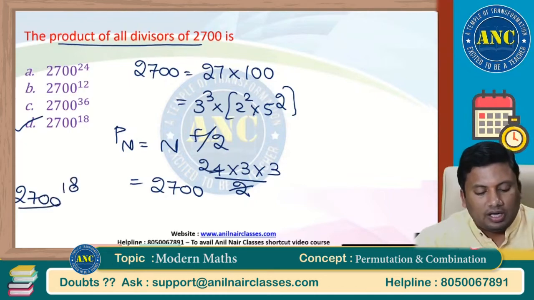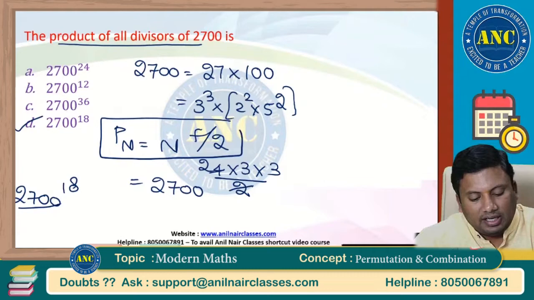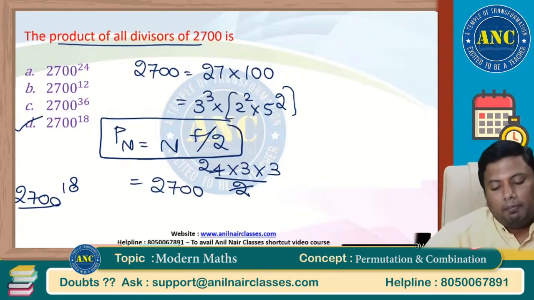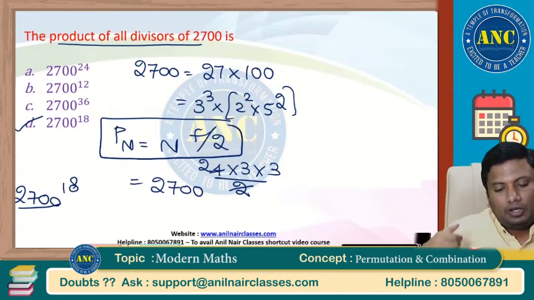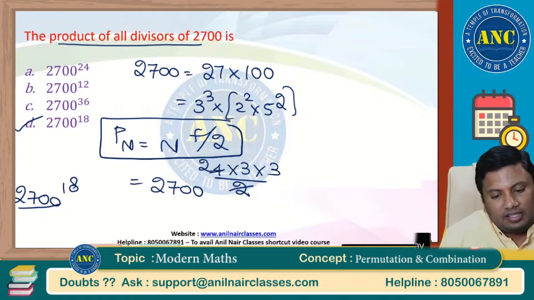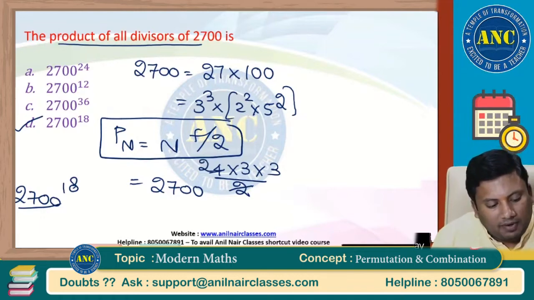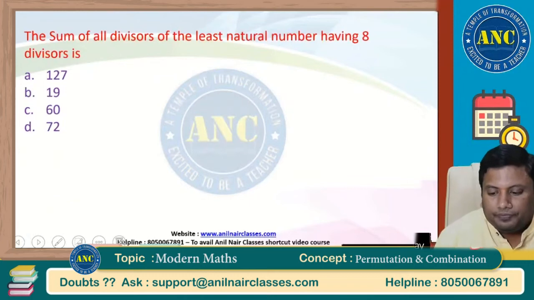Once you know the concept, the product of the factors is given by the logic: number power number of factors by 2.